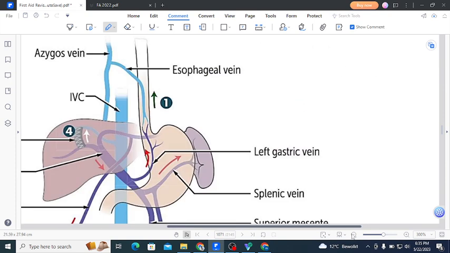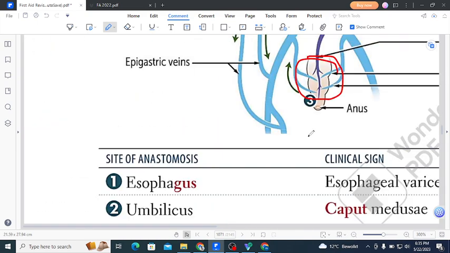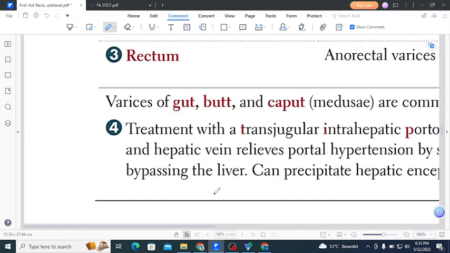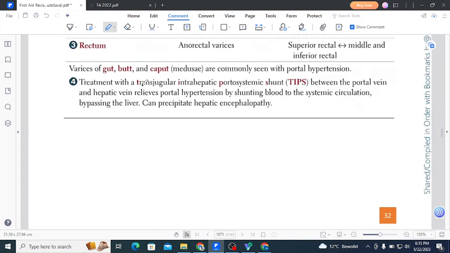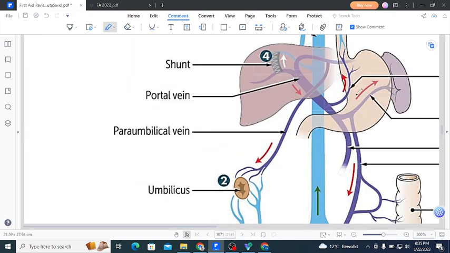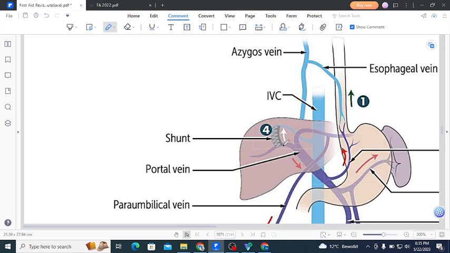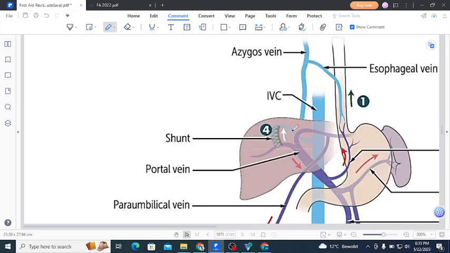So TIPS stands for transjugular, I'm sorry, I'm forgetting the name of that. It is transjugular intraperitoneal shunt, maybe, I don't know. It is transjugular intrahepatic portosystemic shunt. So inside the liver, we connect the portal vein with the hepatic vein. This is basically a stent. So we introduce the stent from the jugular vein, we go all the way to the hepatic vein, and then from the hepatic vein we make a connection between the hepatic vein and the portal vein. So this is called the TIPS procedure.